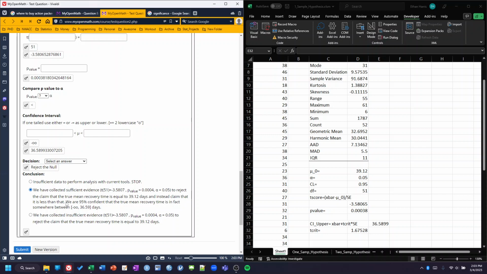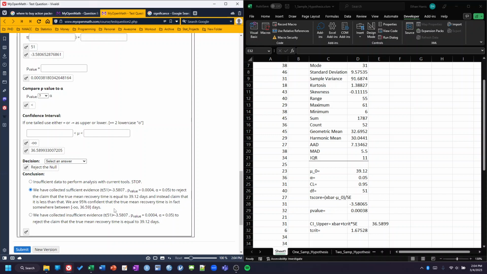Now we do our confidence interval part. Say we are 95% confident that the true mean recovery time is in fact somewhere between negative infinity and 36.59 days, or else we could also say that we're 95% confident that it is no more than 36.59 days.